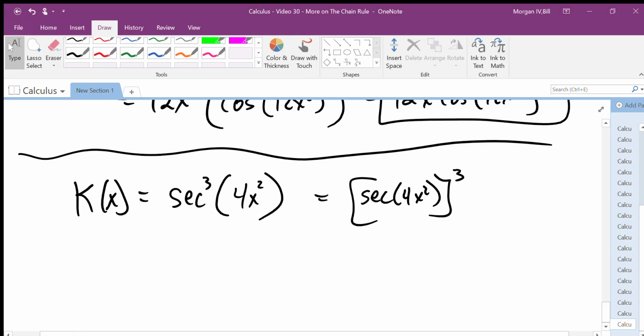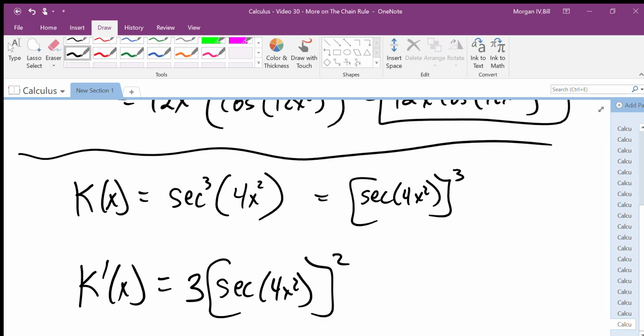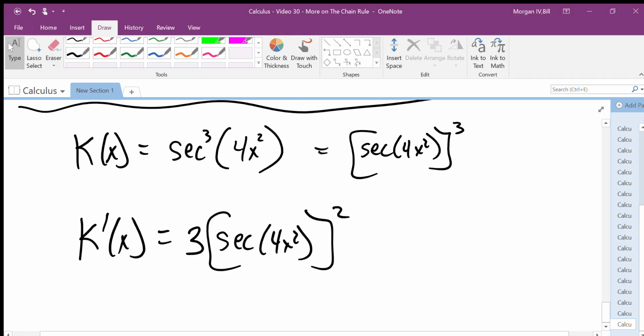Derivative. We'll take the 3, we'll bring it out front, right? That's power rule. Take the 3, bring it out front of the inside to the power of 2. k prime of x. Bring the 3 down. Now we have secant of 4x squared, all raised to the power of 2. That's the power rule, that's our outside function. But now I need to multiply that by g prime, the derivative of the inside function. This is chain rule, right? I have f prime of g, I've written that. f prime of g is 3 times secant squared of 4x squared, times g prime.